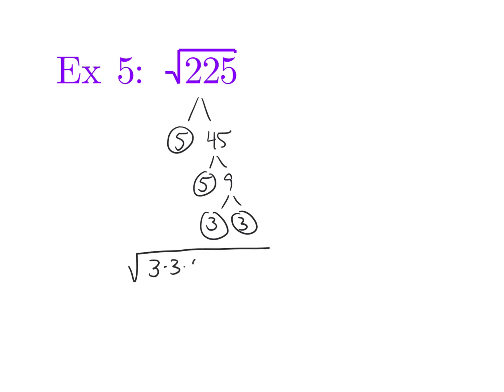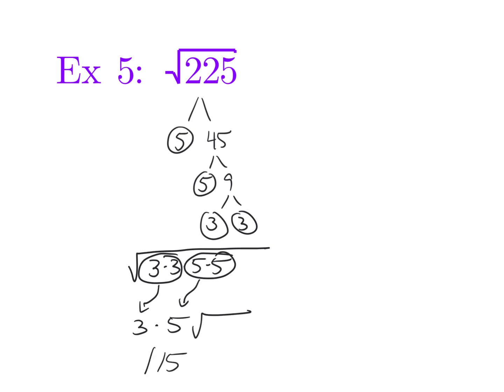Put them all under the radical. 3 times 3 times 5 times 5. Circle your pairs to get married. They're going to leave the house. 3 times 5. Is there anything left in the house? Nope. So we don't even need to draw it. So we just get 15. It's a perfect square. And that's it. Nobody's left out. Everybody got married today.